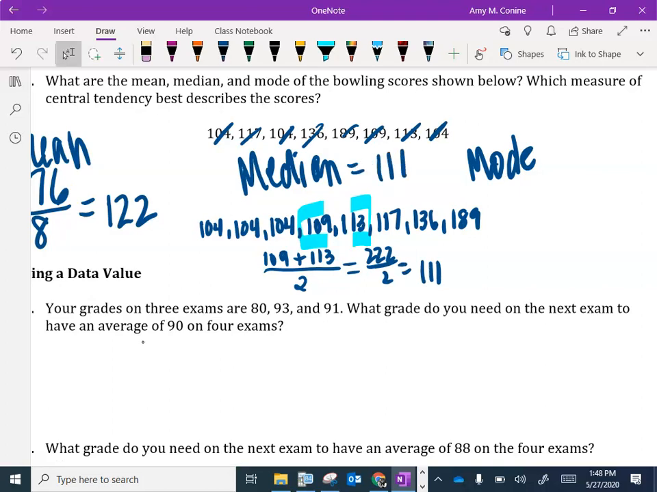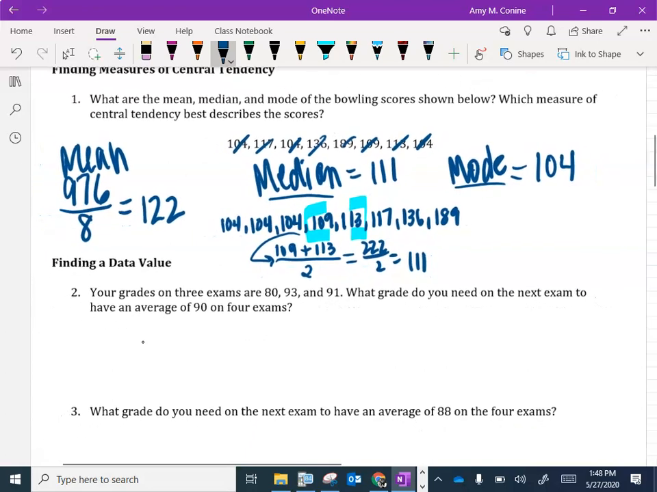111. Okay, so whenever you have an even number of scores, you don't have a dead center number, so you're going to take the average of the two to find your median. And then mode is just the number that's listed the most, and here that would be 104. Okay, so that's the first part of the question.